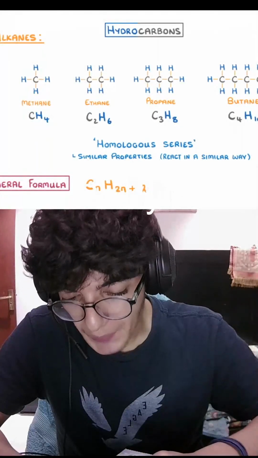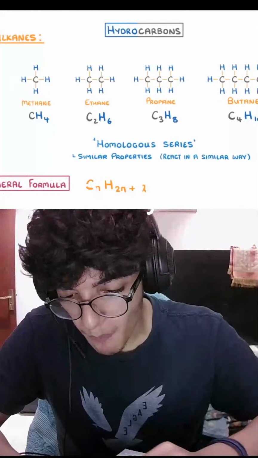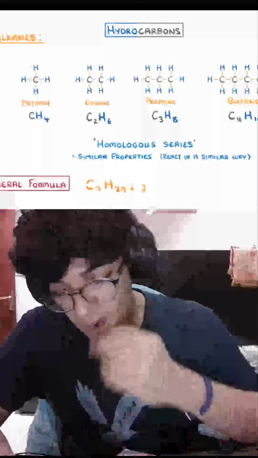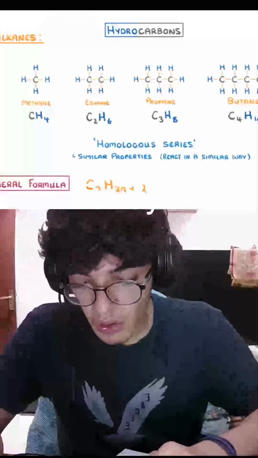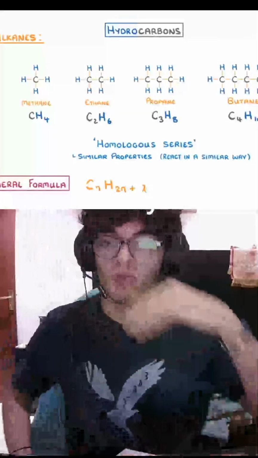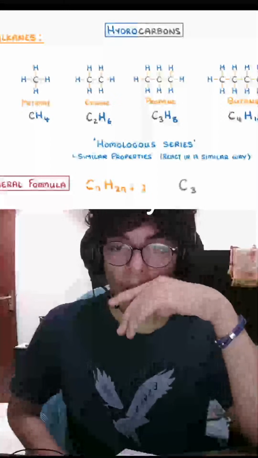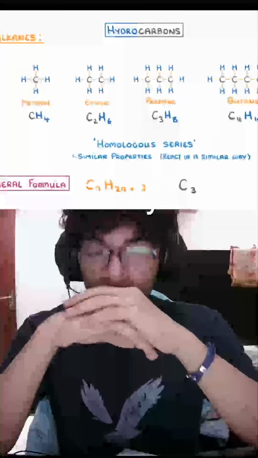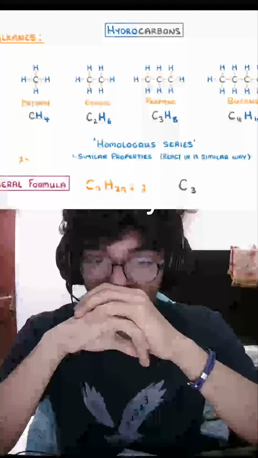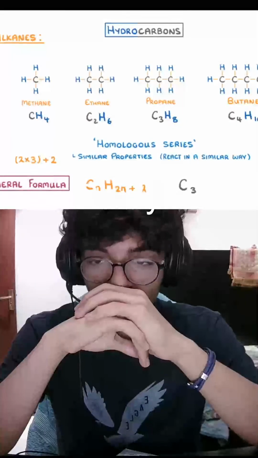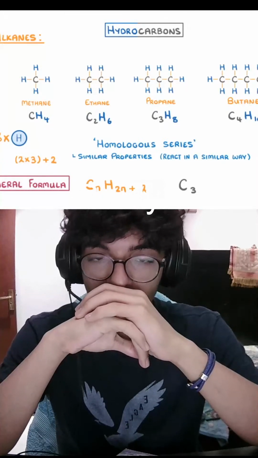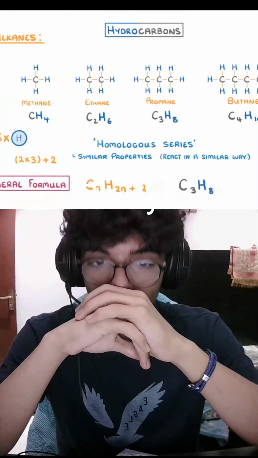This might look a bit complicated, but all it means is that if the compound contains n carbon atoms, then it will contain 2 times n plus 2 atoms of hydrogen. So if we had an alkane with 3 carbon atoms, like propane, then n would be 3. So it would have to have 2 times 3 plus 2 hydrogen atoms. 8. So 8 hydrogens, which would give it the formula C3H8.